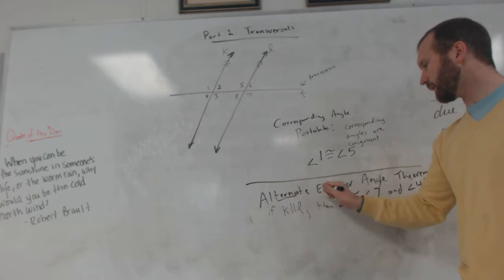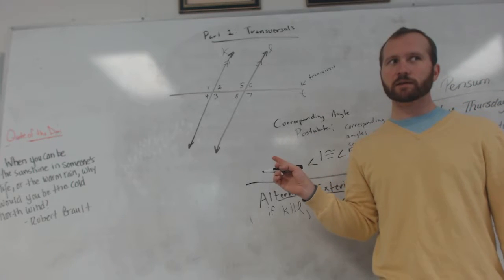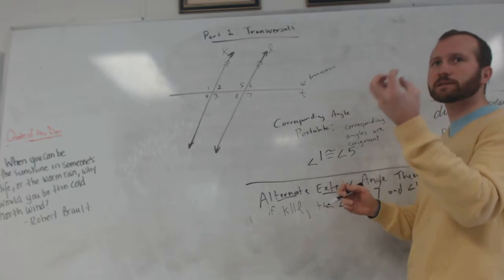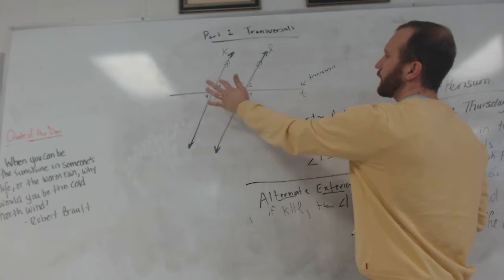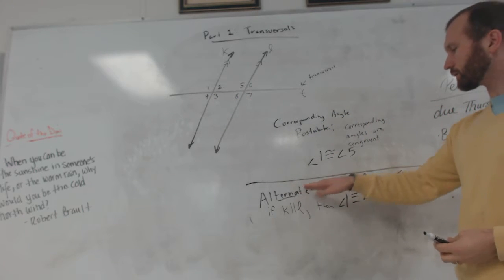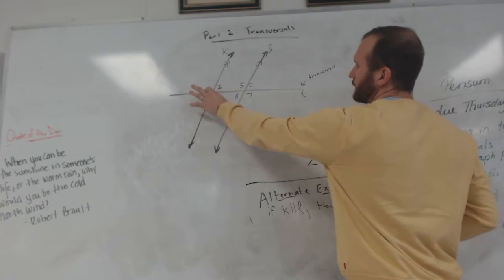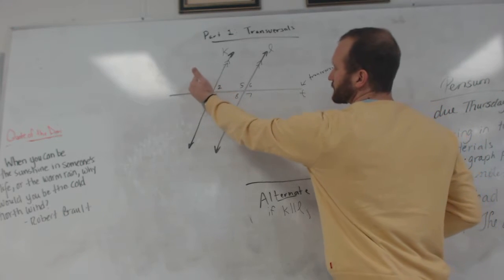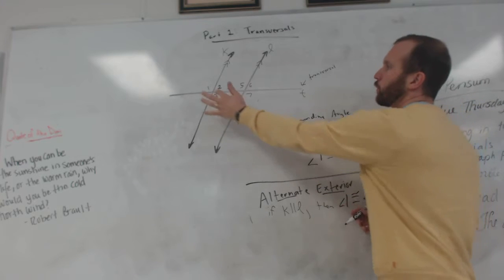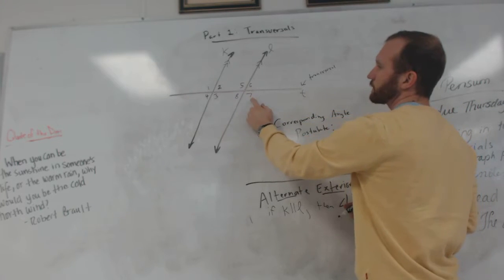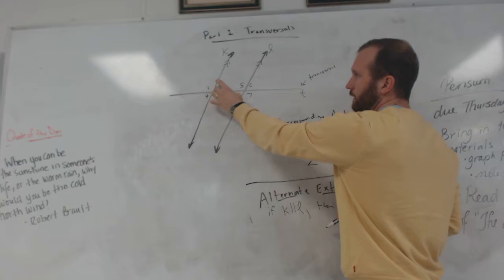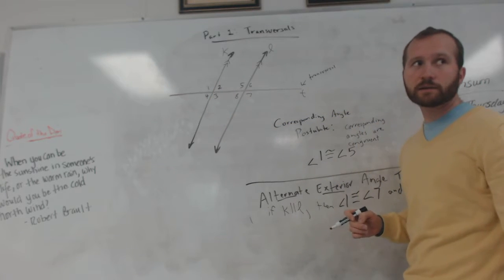And the reason we call these alternate exterior, I will tell you, one of the most difficult things about this is getting all these names straight. So understanding corresponding: same place, right? 1 corresponds to 5, 2 corresponds to 6, 4 corresponds to 8, 3 corresponds to 7. Alternate exterior, they're on alternate sides of the transversal, and they're exterior to the other parallel line, right? So 1 is alternate and exterior to 7. You guys see why we would call it that? If it's on the inside, we would call them alternate interior angles.